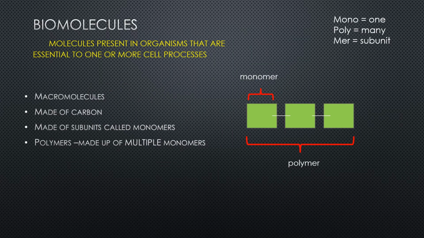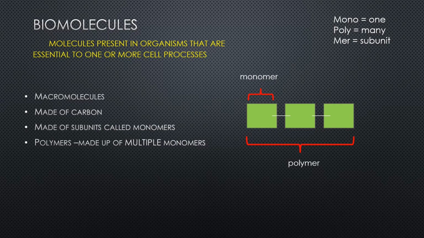So when we talk about organic chemistry, we're mostly talking about what we call biomolecules or biological molecules. These are the molecules that are present in organisms that are essential to at least one cell process, usually many. And they are macromolecules, so kind of larger. They are made up of carbon, and they are built out of what we call monomers. Those are the subunits. And so we hook all those monomers together into what we call a polymer.